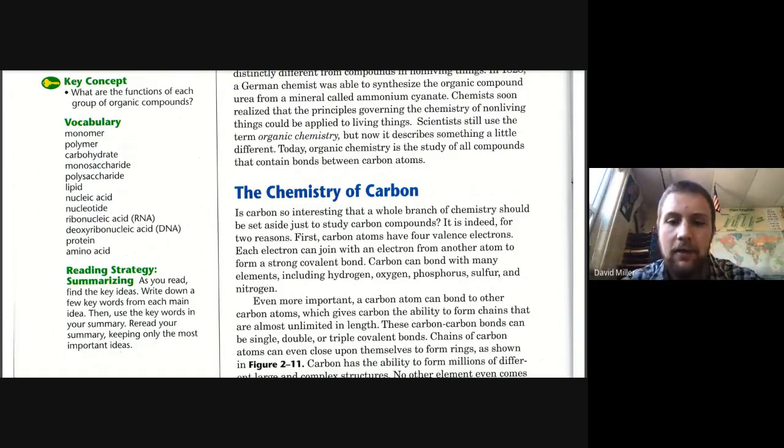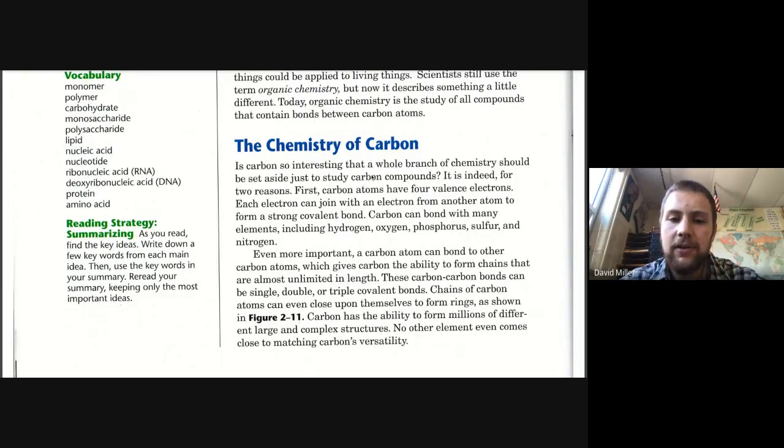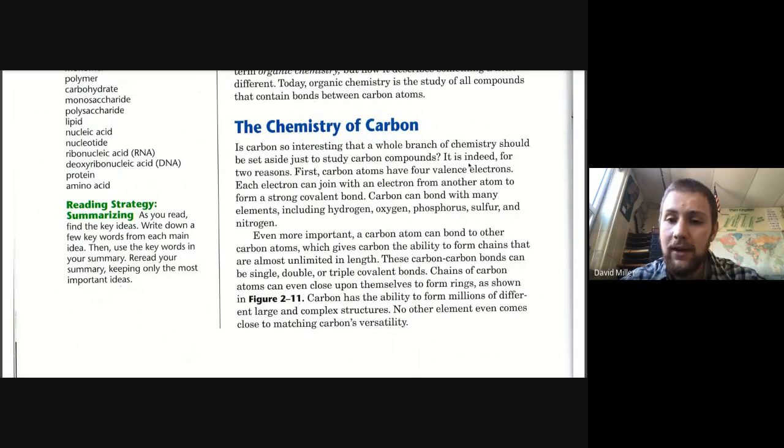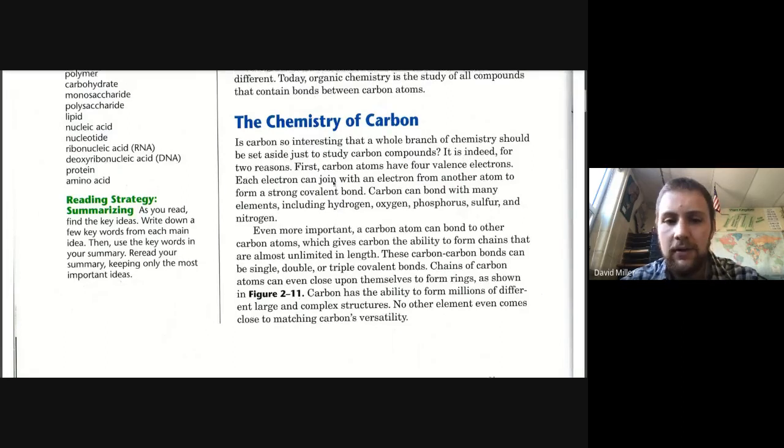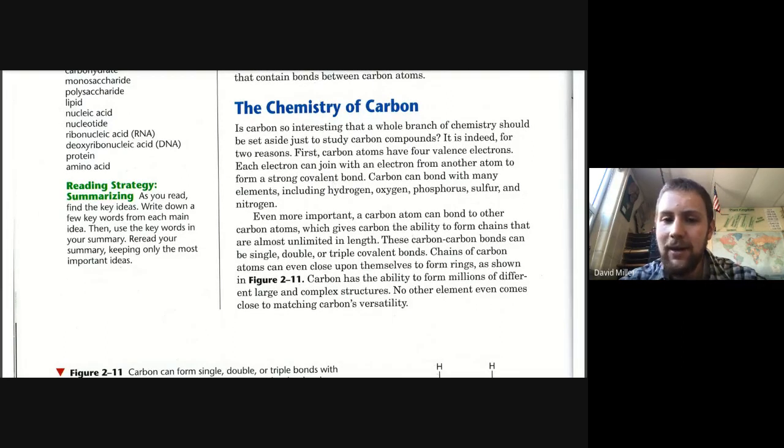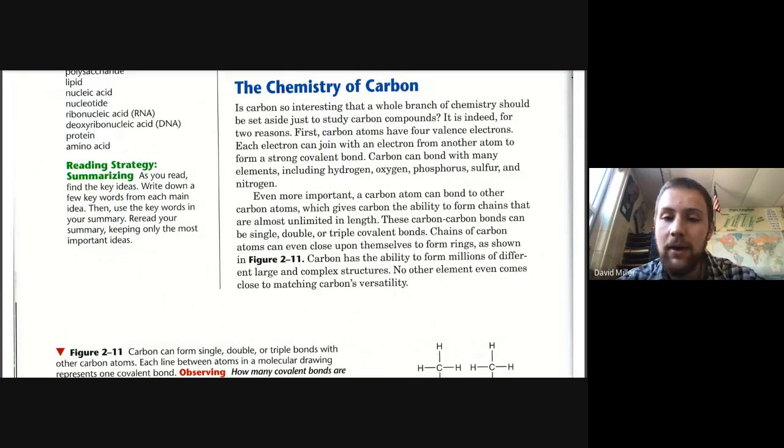The chemistry of carbon. Is carbon so interesting that a whole branch of chemistry should be set aside just to study carbon compounds? It is indeed, for two reasons. First, carbon atoms have 4 valence electrons. Each electron can join with an electron from another atom to form a strong covalent bond. Carbon can bond with many elements, including hydrogen, oxygen, phosphorus, sulfur, and nitrogen.